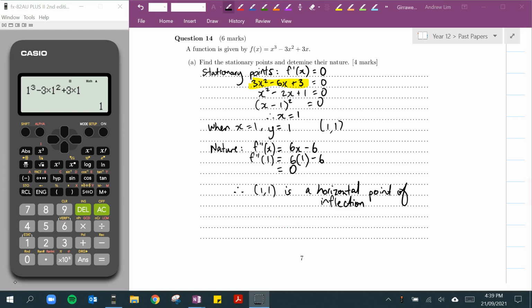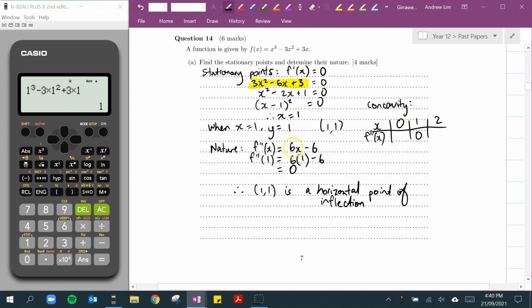But we just need to double check that the concavity changes around x equals 1. So I'm just going to quickly do a table as well. So we have x and f double dash of x. So I'm just going to check concavity. We know when x is 1, it's 0. So let's check the others.